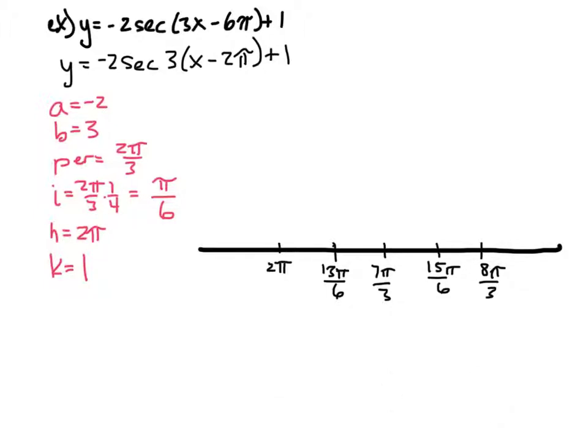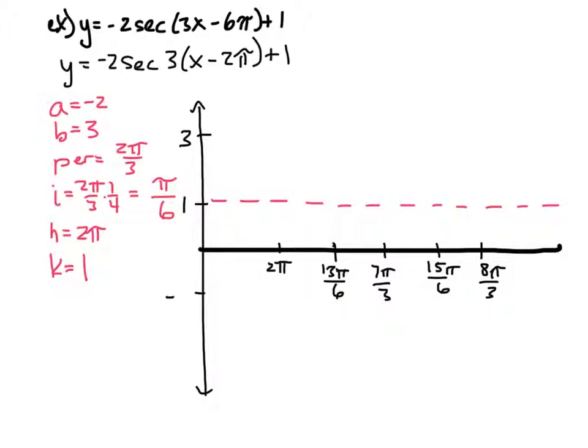2 pi is away from the y-axis, so we're over here. Here's my y-axis. The midline was shifted up to 1, so this is my midline. The amplitude is 2, so it's going to go up to 3 and down to -1.